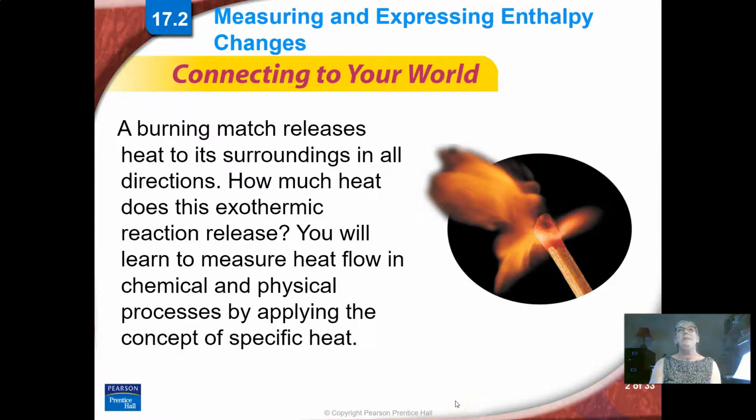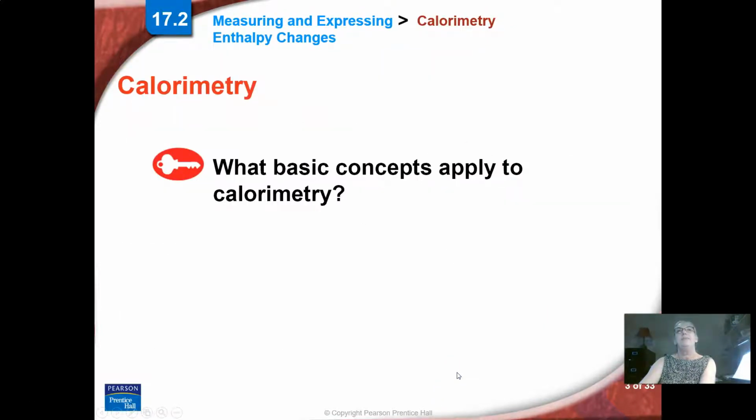Hey there again. We're going to talk about enthalpy today. So we can burn a match, we can light it on fire, and it releases its heat to the surroundings. And we want to figure out how much heat is that exothermic reaction. So we're going to learn how to do heat flow calculations in this section. So we're going to talk about calorimetry.